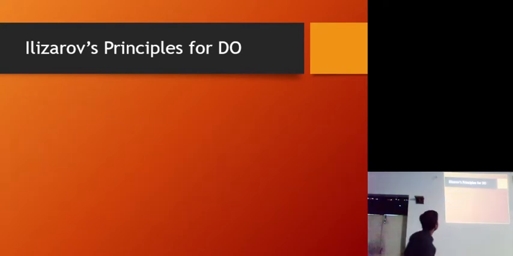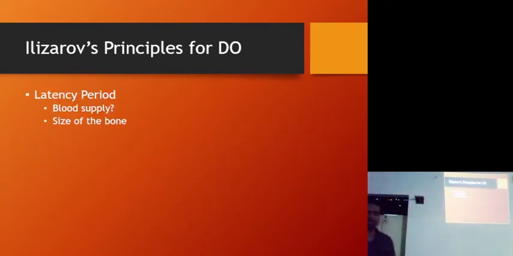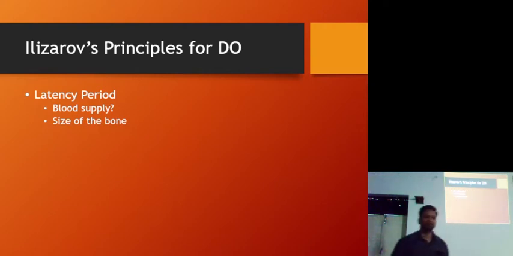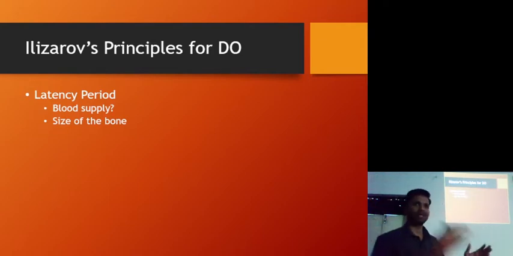Then we come to the latency period. Now, latency period depends on the blood supply of the bone. If the blood supply is hampered, you'll have to wait for a longer duration for the fibrocallus to form. If the blood supply is less, the healing will be hampered. Healing will take a longer time. So that is why we'll have to wait for a longer duration for the fibrous callus to form.